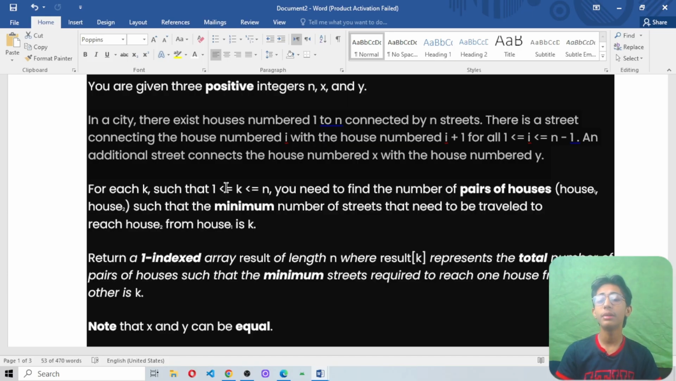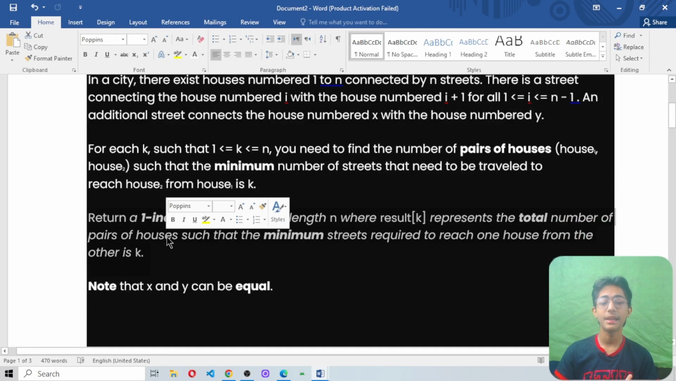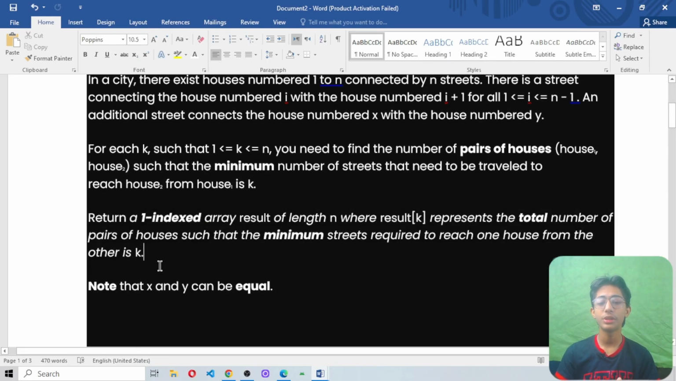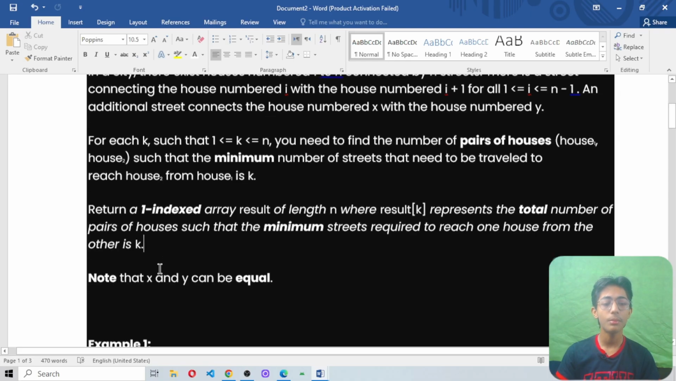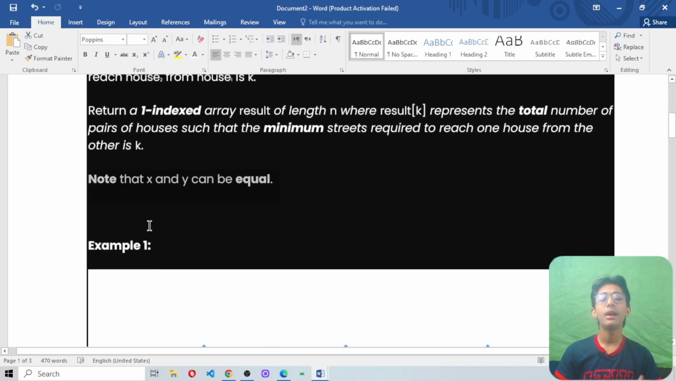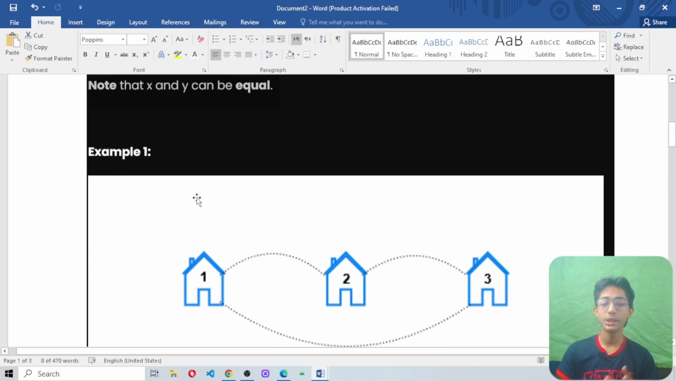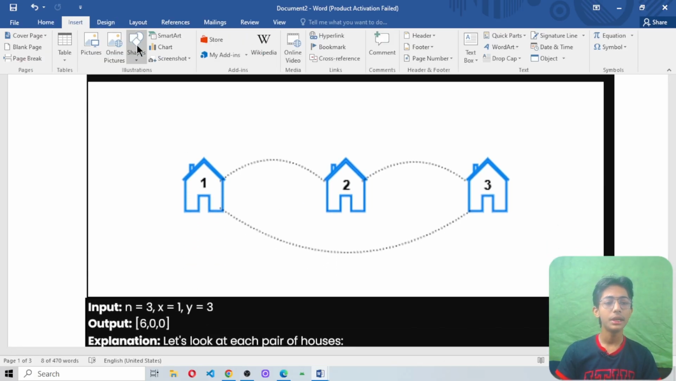You need to find the number of pairs of houses (house1, house2) such that the minimum number of streets that need to be traveled to reach house2 from house1 is k. We want to return a 1-indexed array result of length n, where result[k] represents the total number of pairs of houses such that the minimum streets required to reach one house from the other is k. Note that x and y can be equal.